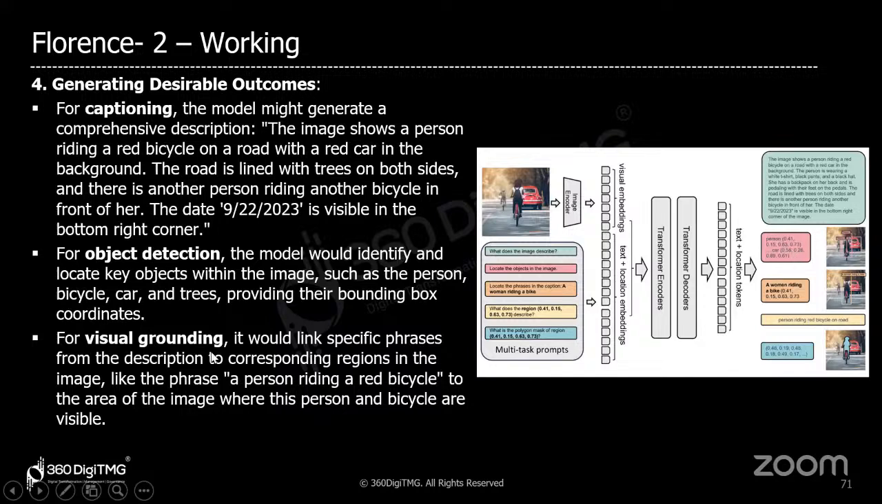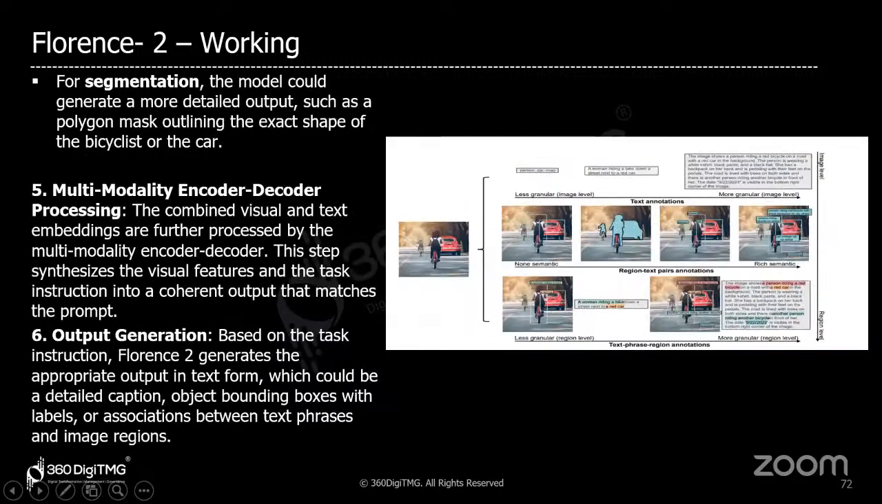Then for visual grounding, it links specific phrases from the description to corresponding regions in the image, like the phrase a person riding a red bicycle. So it will take that and make some changes in the image. For the person riding a red bicycle on the road, it will give focus only on that point. And for image segmentation, instead of creating bounding boxes, we can use masking. So here in segmentation, we do polygon masking.